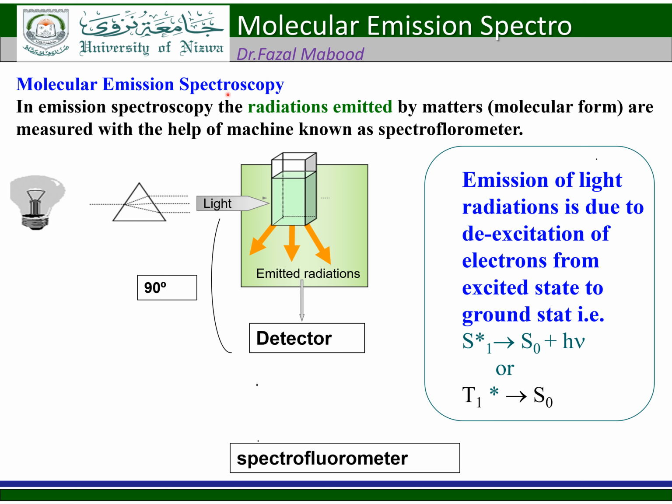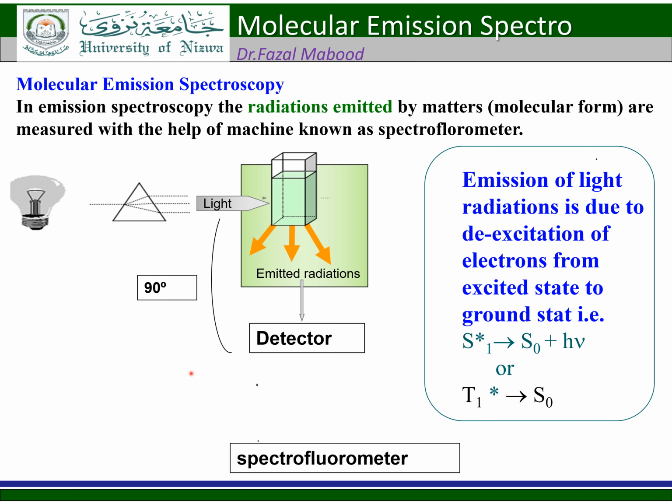Molecular emission spectroscopy. In molecular emission spectroscopy, the radiation emitted by a material is measured with the help of a machine known as a spectrophotometer. Here you see this is the material solution which emits the radiation, and we put the detector in front of the emitted radiation. So in molecular emission spectroscopy, the emitted radiations are measured.